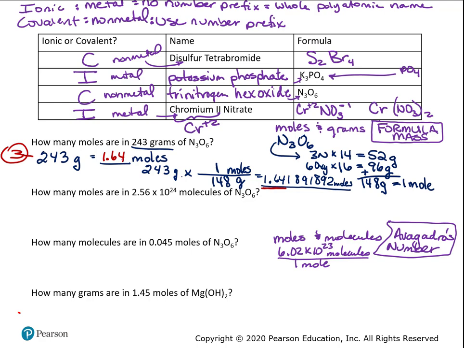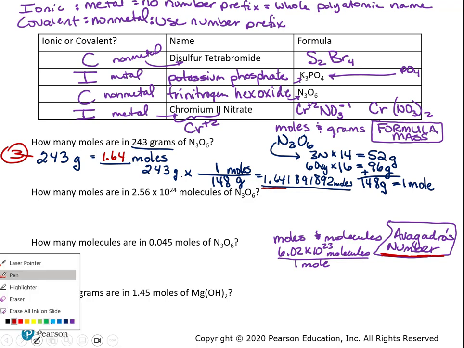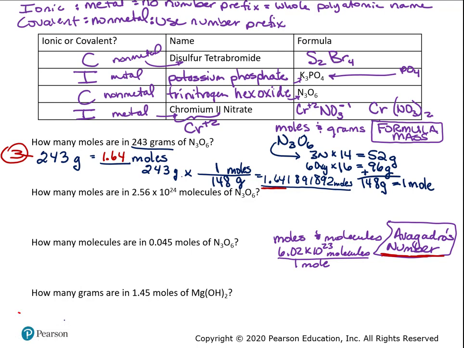So the next one: how many moles are in 2.56 times 10 to the 24th molecules? So here, I see moles and I see molecules. When you see moles and molecules, then you know you've got to use Avogadro's number. And Avogadro's number, you don't have to calculate it, you just have to know it. It's 6.02 times 10 to the 23rd molecules is equal to 1 mole. So I don't really have to do any calculating other than just setting this up.